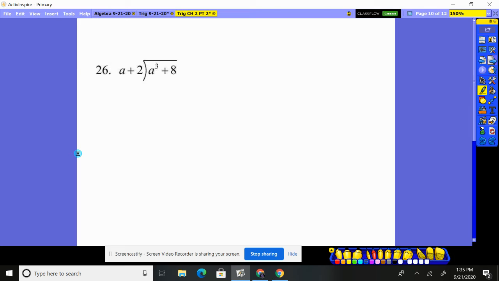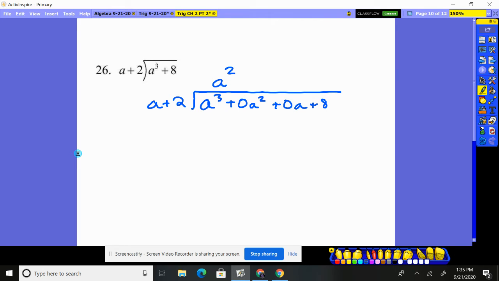Number 26. Again, you should notice it's missing some pieces. Yes, it's missing quite a few. So we're going to do a plus 2 into an a cubed plus no a squareds plus 0 a's plus 8. A into a cubed, a squared times a, a cubed. A squared times 2, 2a squared. Subtracting the whole thing, a cubed minus a cubed goes away. 0a squared minus 2a squared is negative 2a squared. Bring down my 0a.